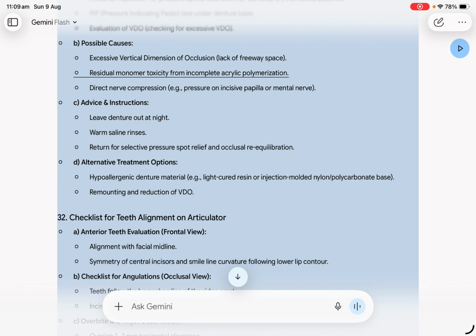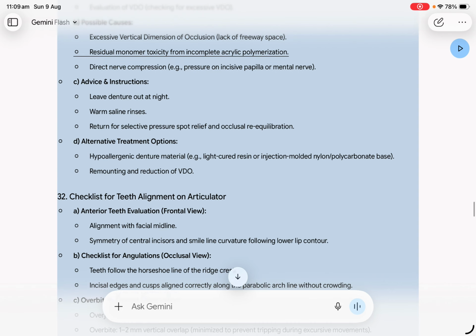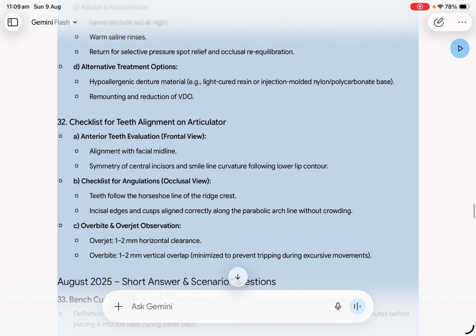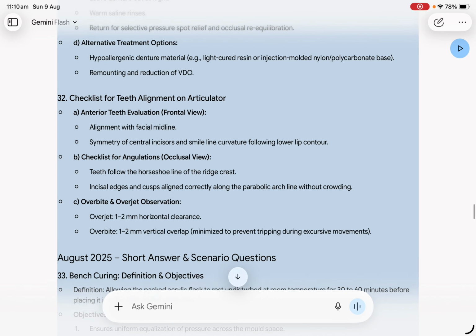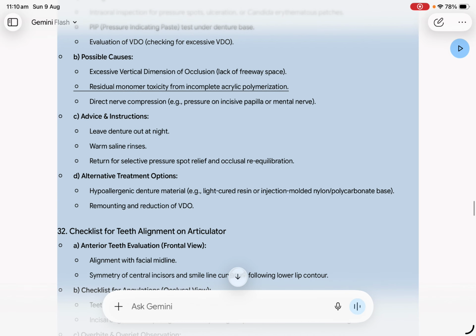C. Advice and instructions: leave the denture out at night. Warm saline rinses. Return for selective pressure spot relief and occlusal re-equilibration. D. Alternative treatment options: hypoallergenic denture material, for example, light-cured resin or injection-molded nylon polycarbonate base. Remounting and reduction of VDO.